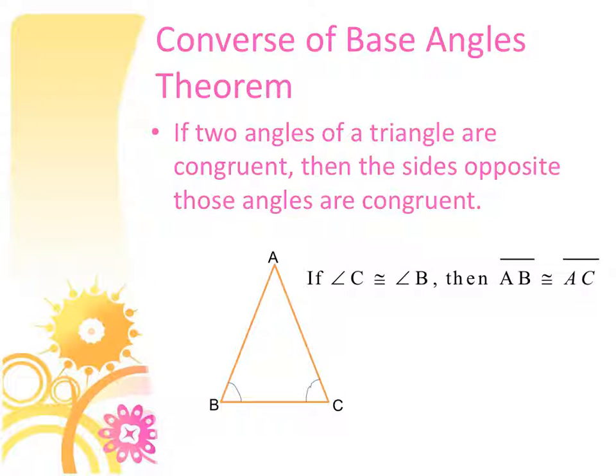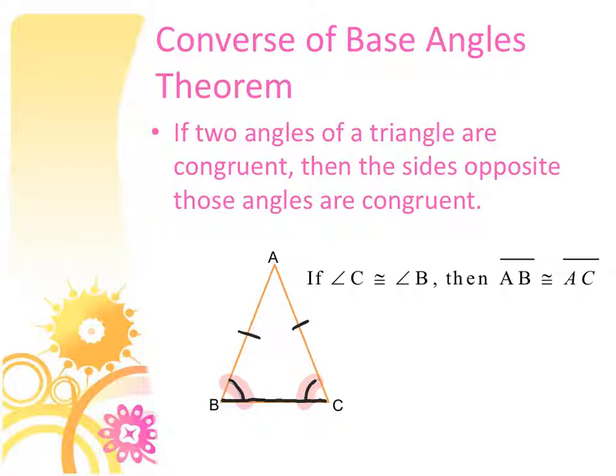Okay, so now we've got the converse of the base angles theorem. Remember, every time we hear that converse word, it just means the backward version of that. If two angles of a triangle are congruent, like these two right here, then guess what kind of triangle this is? If those two are congruent, it must be an isosceles triangle, and it means that this was the base, so the two legs have to be congruent. It's just the backwards version of exactly what we just did.